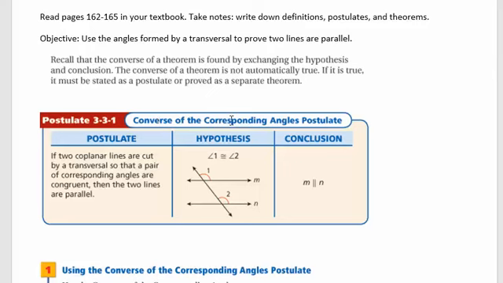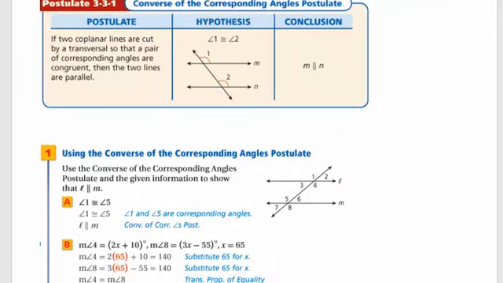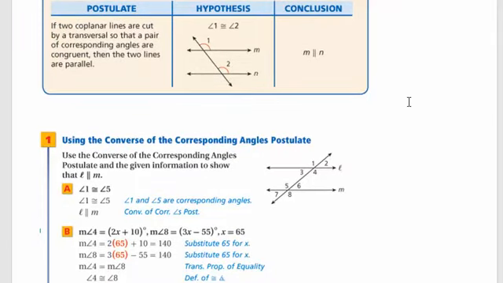We are going to use the converse of the corresponding angles postulate. This says that if two coplanar lines are cut by a transversal so that a pair of corresponding angles are congruent, then the two lines are parallel. And again, look back at the longer video or read the book to get more information on this. Here's an example of how you would use it. You're going to have to write some stuff to explain in these problems.